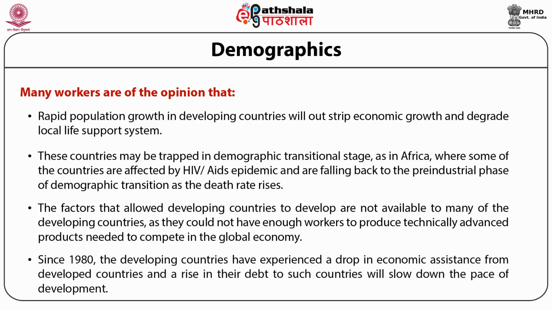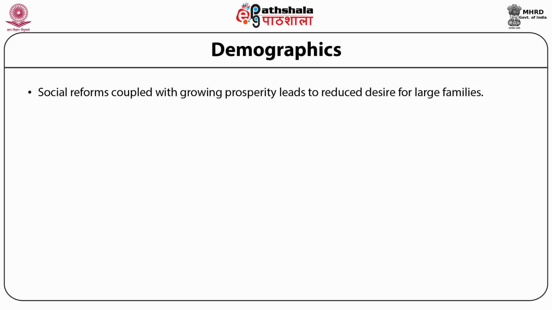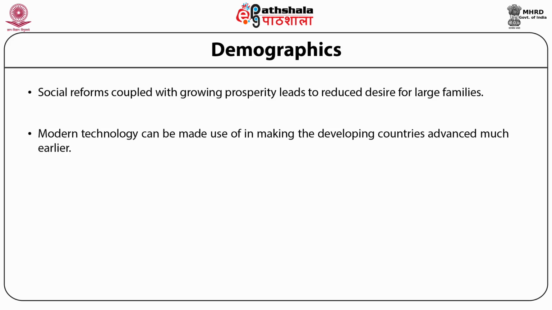Since 1980, the developing countries have experienced a drop in economic assistance from developed countries and a rise in their debt to such countries, which will slow down the pace of development. Social reforms coupled with growing prosperity lead to reduced desire for large families. Modern technology can be made use of in making the developing countries advanced much earlier.